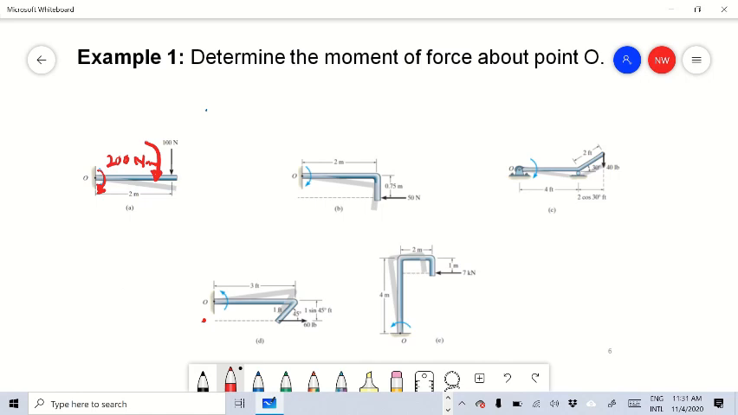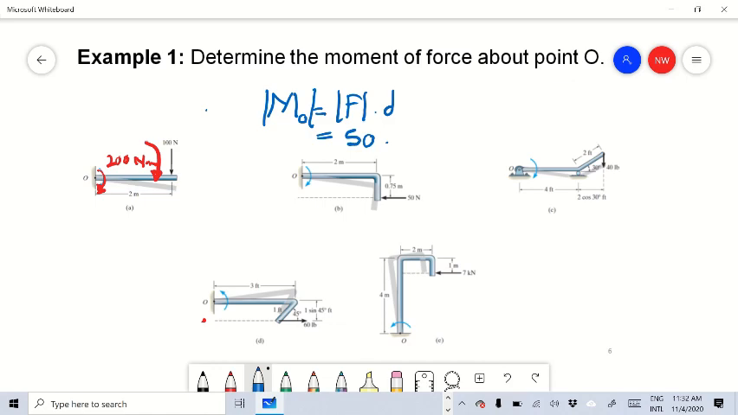Now take B. We know the moment about point O is equal to the magnitude of the force times d. The magnitude of the force is 50. The moment arm is the perpendicular distance from the axis of rotation to the line of action of the force.